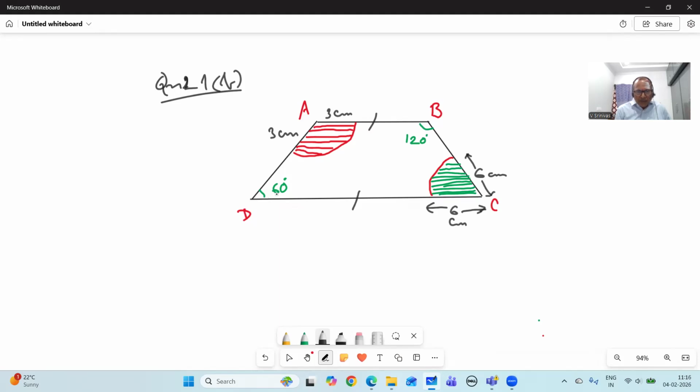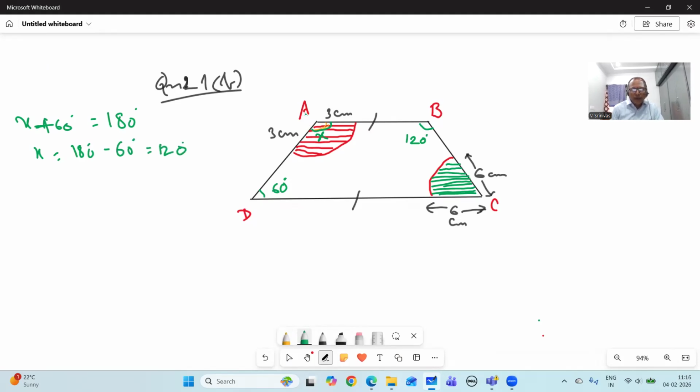And this being 60 degrees, this angle and this angle are supplementary. So if I call this x, then x plus 60 is 180 degrees. Therefore, x becomes 180 minus 60, that is 120 degrees. So for this sector, the angle is 120 degrees. This should be converted into radians. We know 180 degrees are pi radians. Pi radians are 180 degrees.